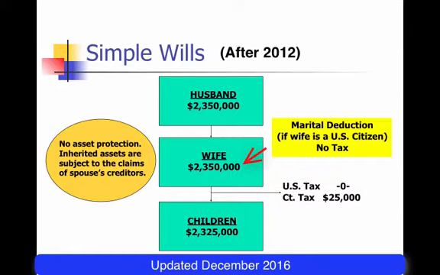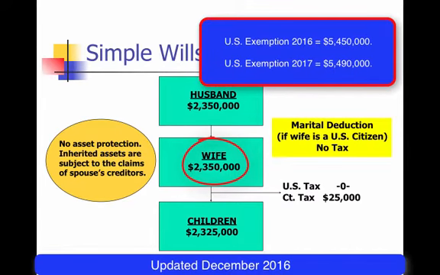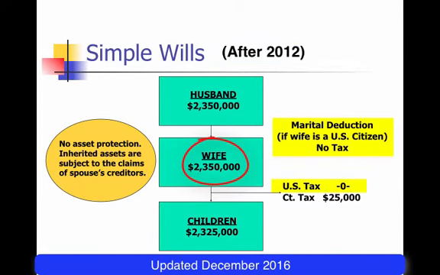But look what happens. In that case, the wife's estate is $2,350,000. Keep in mind the federal estate tax exemption in 2016 is $5,450,000. So when the wife dies, because her estate is less than $5,450,000, there will be no federal estate tax. On the other hand, keep in mind that the Connecticut estate tax exemption is $2 million. So when the wife dies, if the Connecticut exemption is $2 million, that means her estate would exceed the exemption by $350,000. The tax on that would be about $25,000. Now that's the way the taxes would work with respect to this simple will plan.